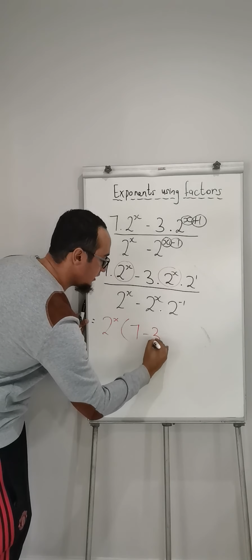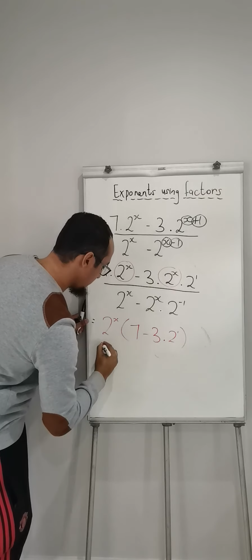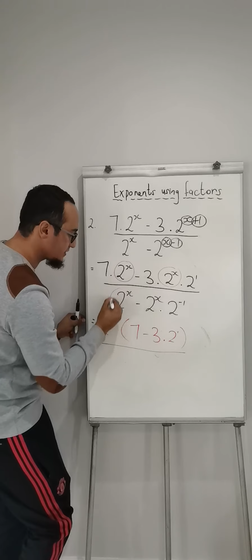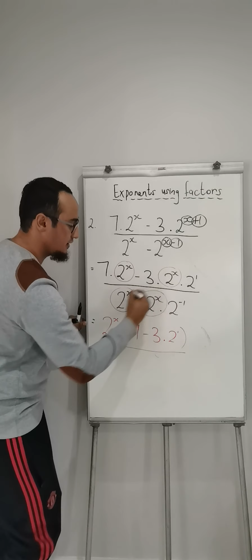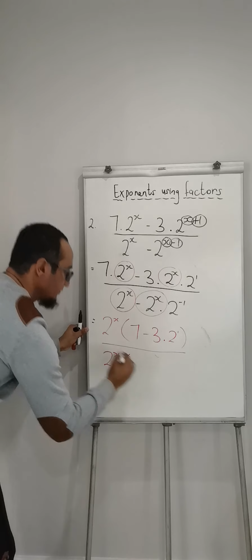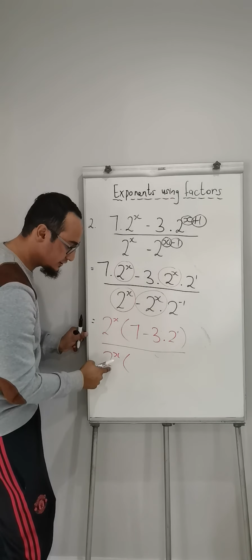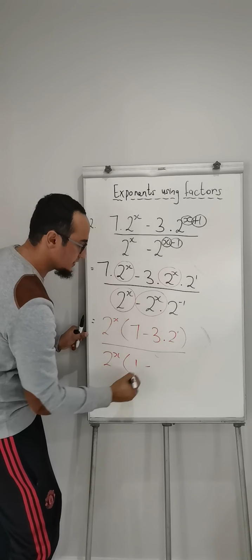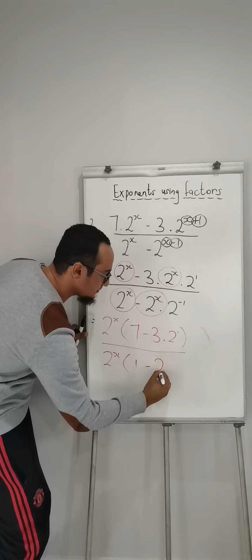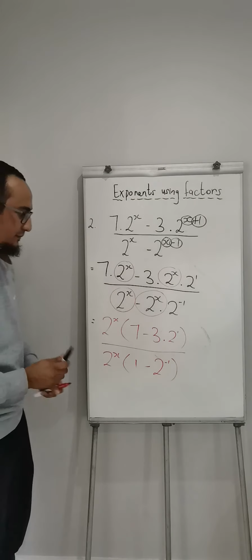So 3 multiplied by 2 to the power of 1 over, what's my highest common factor over here? What do I see twice? This and that over there. So 2 to the power of x. Alright? Term 1 divided by HCF is 1 minus term 2 divided by HCF over here is 2 to the power of negative 1.